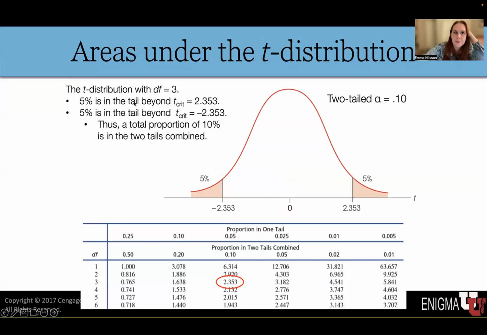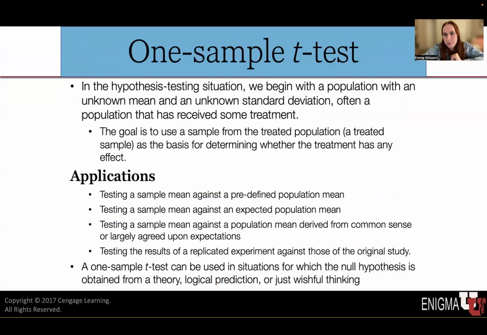You can see that right here. A t distribution with degrees of freedom of 3, and you have a two-tailed alpha of 0.1. That means that 5% is in each of your tails. So the proportion in one tail is 0.05. The proportion in the two tails combined is going to be 0.1. So your t critical value here, the edge of your critical zone, is going to be either positive or negative 2.353. And we'll come back to this when we do some practices.